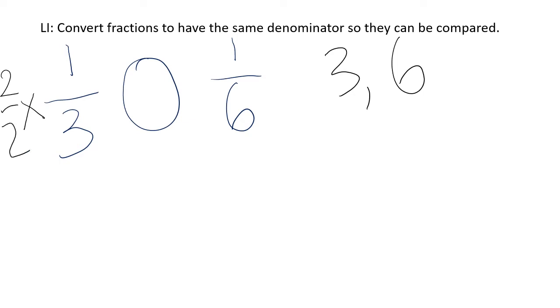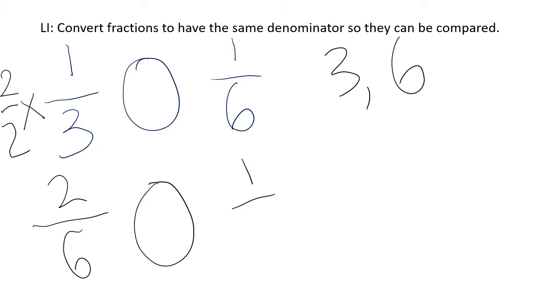Underneath, I'm going to write what this equals. So I'm going to do 2 times 1, and this gives me 2. Then I'm going to do 2 times 3, which gives me the denominator of 6. Now I have the same denominator. This means I can compare them. So 2/6 is bigger than 1/6 because the numerator is the number 2. So therefore, I will use this symbol.